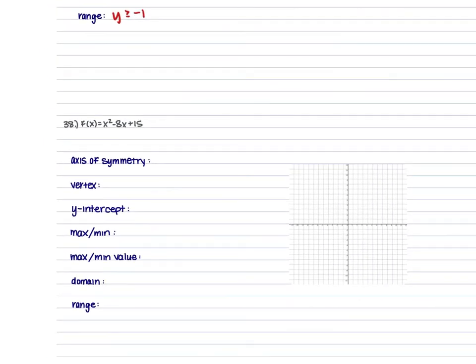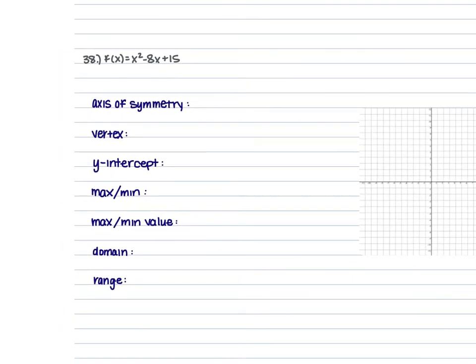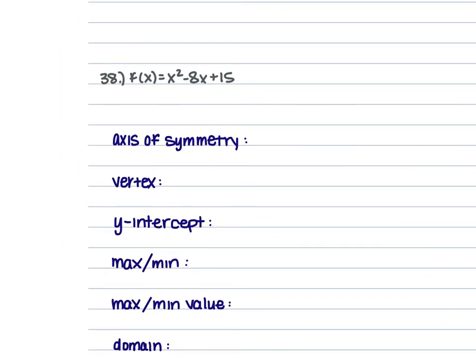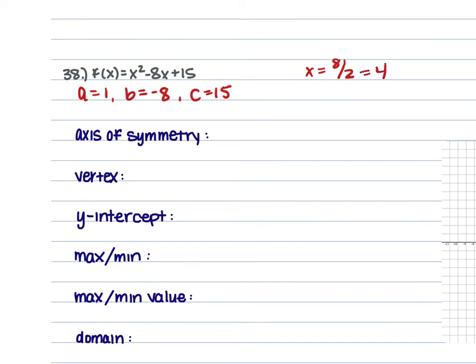For 38, we have f of x is equal to x squared minus 8x plus 15. So we have an a of 1, a b of negative 8, and a c of 15. So x is equal to negative times a negative 8 is 8 over 2 times 1, which is 2, so that's 4.